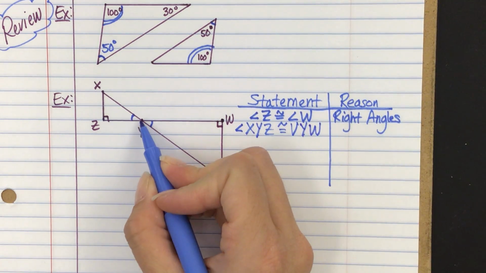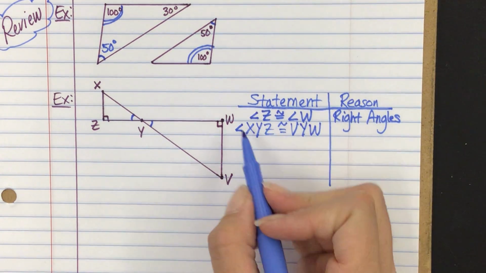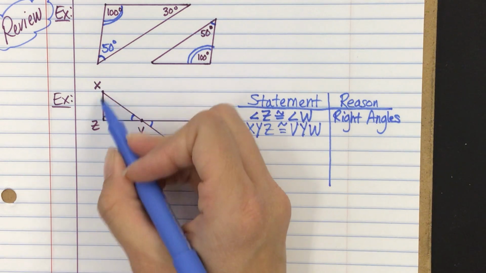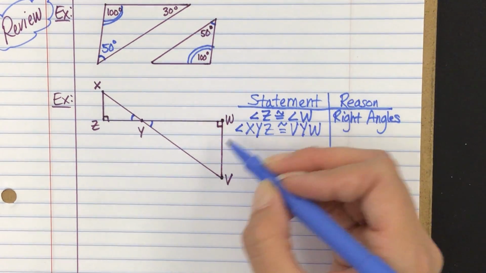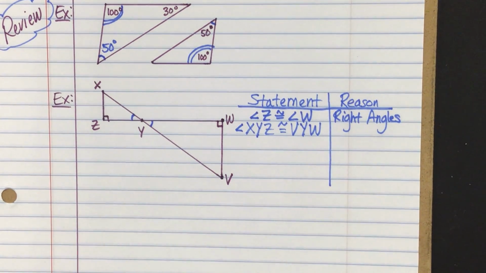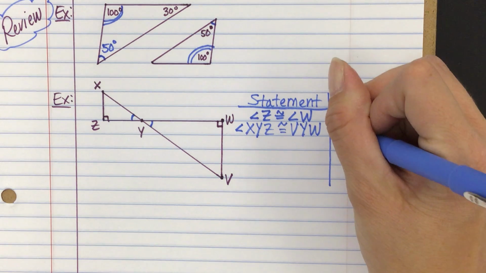Okay, making sure that the Y is in the middle because that's the actual vertex of the angle. And then the X and the Z here just show us the sides of the angle. The same with the V and the W. They're just showing you the sides there. Now I know that those two angles are congruent because they are vertical angles.